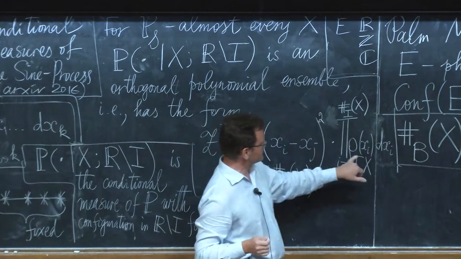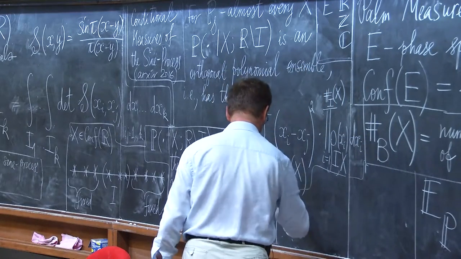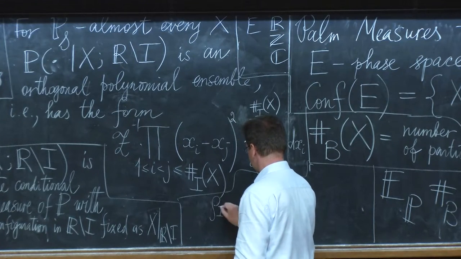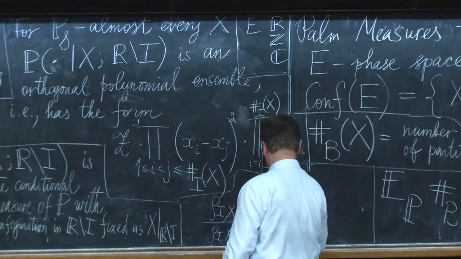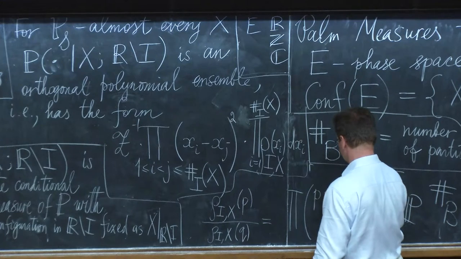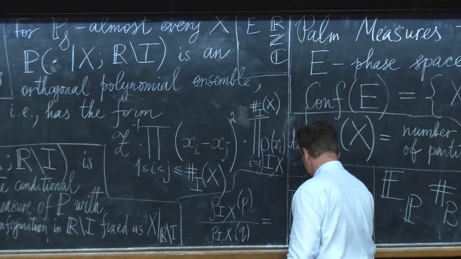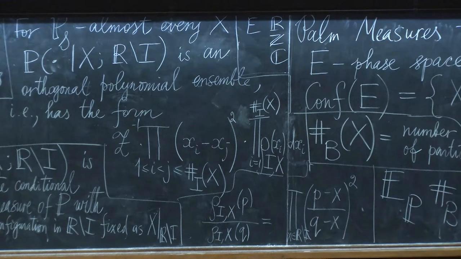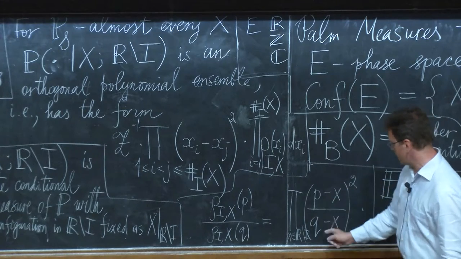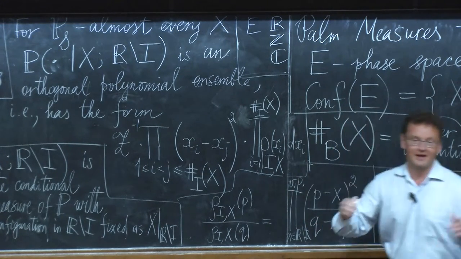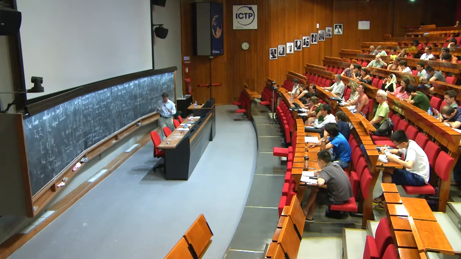So this is an orthogonal polynomial ensemble. Now I just need to explain what the weight is. The weight rho_I, and this is the main part, will be determined by the following formula: rho_I(p) over rho_I(q) is equal to the product of ((p minus x) over (q minus x)) squared, over x in precisely R minus I. It is important to understand only in what sense the product is understood. Such a product is understood in principal value, as convergent over increasing sequences of intervals.